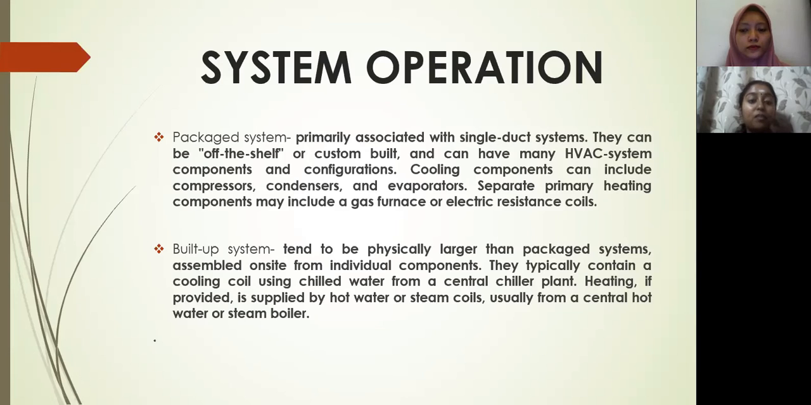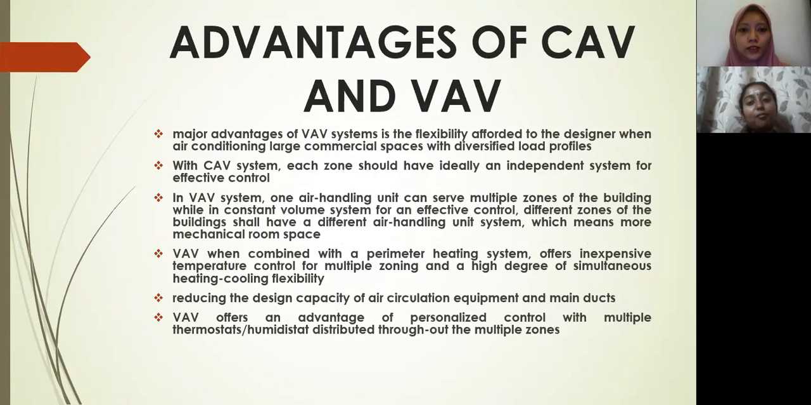Build-up systems tend to be physically larger than package systems and are assembled on-site from individual components. They also typically contain a cooling coil using chilled water from a central chiller plant. Heating, if provided, is supplied by hot water or steam coils, usually from a central hot water or steam boiler. Okay, advantage of CAV and VAV.